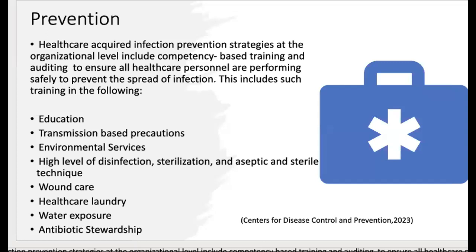So prevention. Prevention of healthcare acquired infections strategies are at the organizational level. It includes competency-based training and auditing to ensure that healthcare professionals are performing safely to prevent the spread of infection. And such training includes education, transmission-based precautions, environmental services, high level disinfection, sterilization, aseptic and sterile technique, wound care, healthcare laundry, water exposure, and antibiotic stewardship.